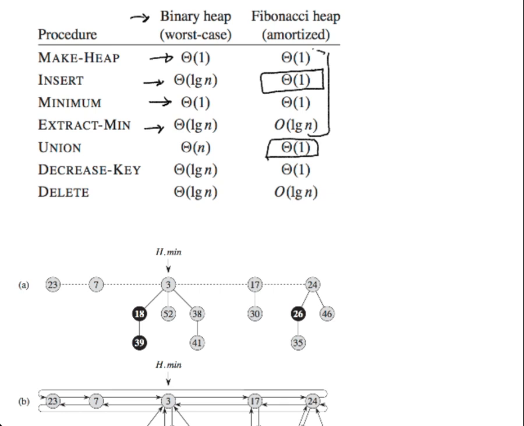Now, we should mention that the constants in Fibonacci heap operations are quite high. And so for small heaps, Fibonacci heaps don't really gain us a whole lot. They do when we get very, very large heaps or heaps with certain properties. So what does a Fibonacci heap look like?